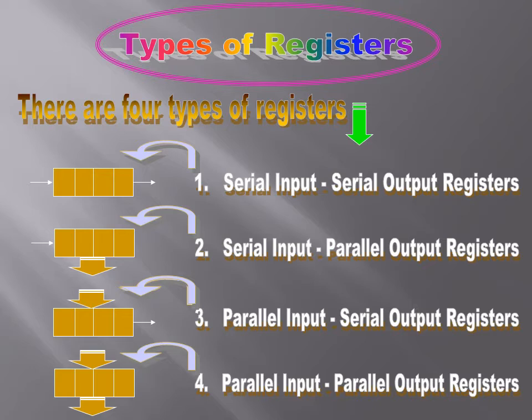There are 4 types of registers: first, serial input and serial output registers; second, serial input parallel output registers; third, parallel input serial output registers; and the last, fourth type, parallel input parallel output registers.